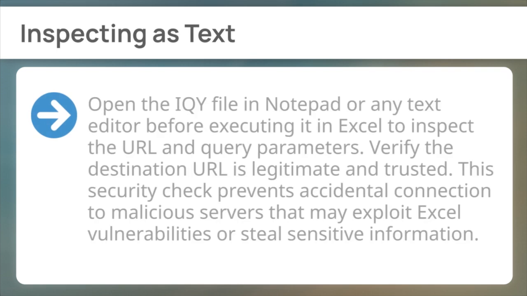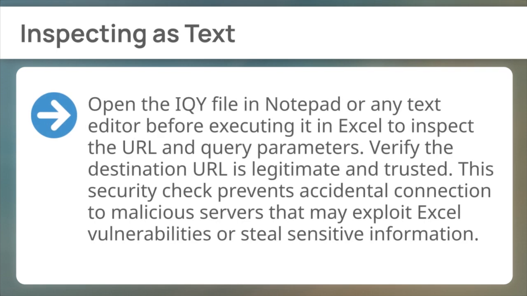Next, inspecting as text. Open the IQY file in Notepad or any text editor before executing it in Excel to inspect the URL and query parameters. Verify the destination URL is legitimate and trusted. This security check prevents accidental connection to malicious servers that may exploit Excel vulnerabilities or steal sensitive information.